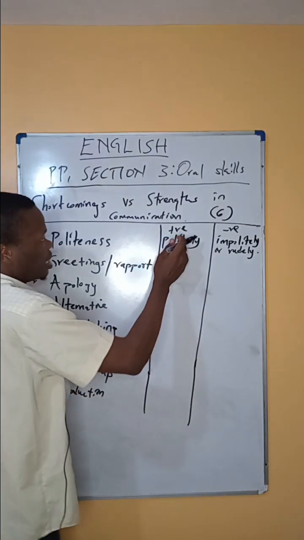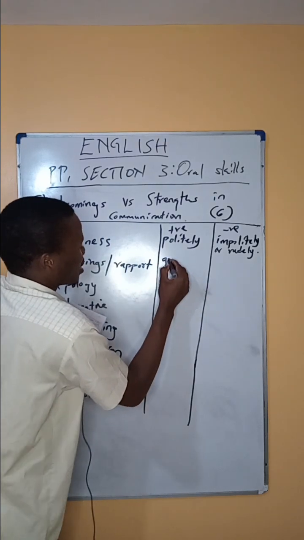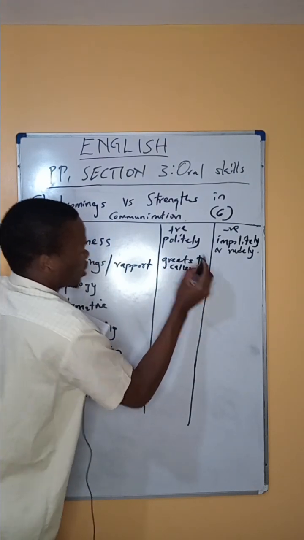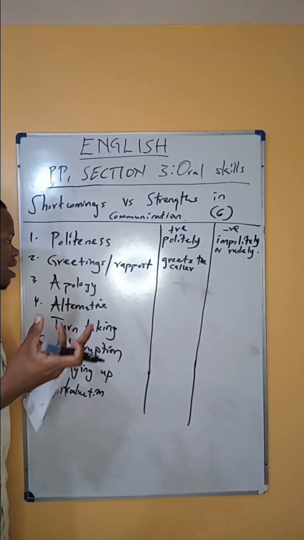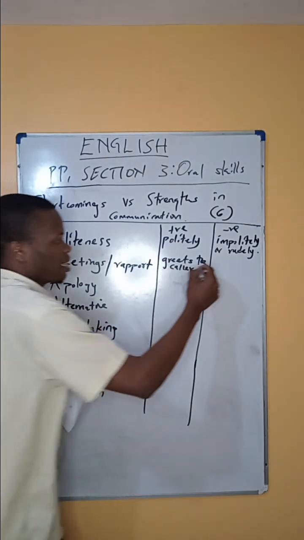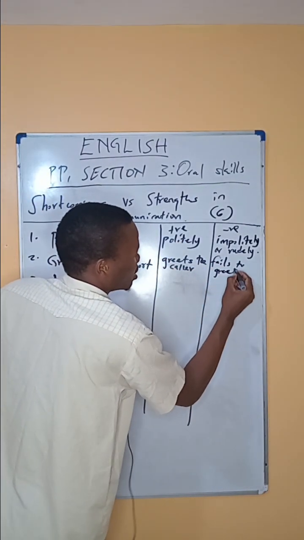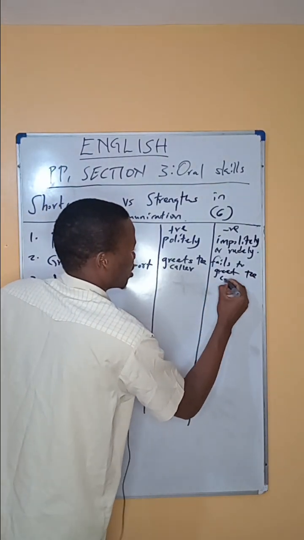So in the strengths we say the person A greets the caller. Okay, person A, or that person that you have been given, greets the caller. Okay, the other side fails to greet the caller.